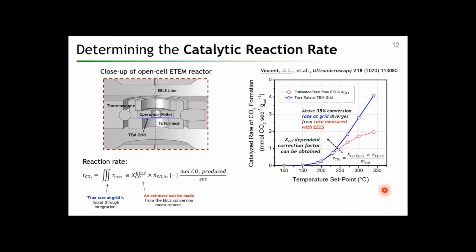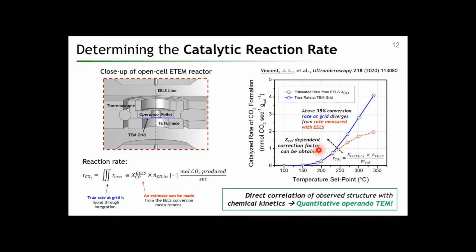And so with this model, we can correct the rate that we would determine experimentally with the conversion and obtain the true rate at the grid and directly correlate the structure that we imaged during the experiment with the rate of the catalyst at the TEM grid. And the reason for this discrepancy is that at those higher conversions, the product concentration becomes more concentrated around the TEM grid and less concentrated along the path of the EELS line. So there's just this buildup of a difference, essentially at higher temperatures.